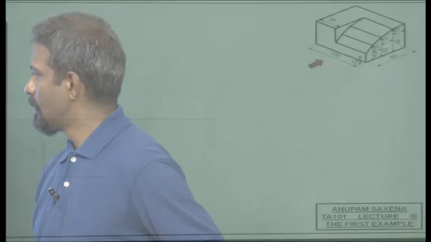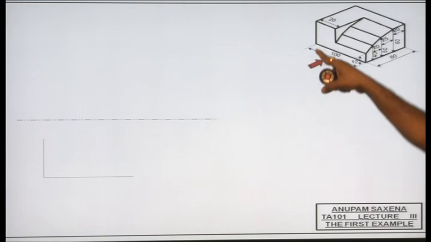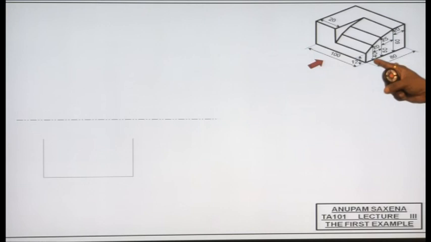Okay, so this horizontal edge would correspond to this edge, the vertical edge would correspond to this edge. If I look at this object along this direction, this entire feature will be represented via this edge, and of course there will be a horizontal edge, this guy here.